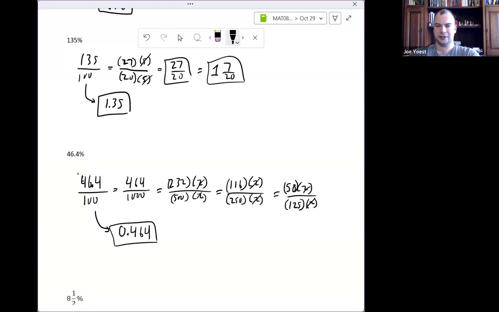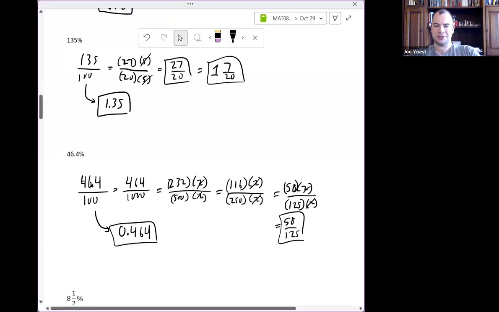And I can divide out the 2's again. 125 is 5 times 5 times 5. And 58, well, 5 is not a factor of 58. Right, 58 divided by 5 would leave me with a remainder. It would be 11 with a remainder of 3. So 58 over 125, that's the simplest I can get. So this also makes a nice review of some of our fraction material from a couple of chapters ago, and a little bit of our decimal material from last chapter.